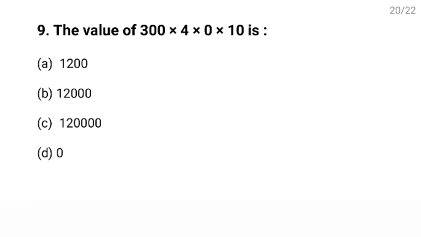Next, the value of 300 multiply 4 multiply 0 multiply 10. No need to multiply all these numbers because we have 0 in the multiplication. And when we multiply any number by 0, what do we get? We get 0. This is the property of 0. So option D is correct.